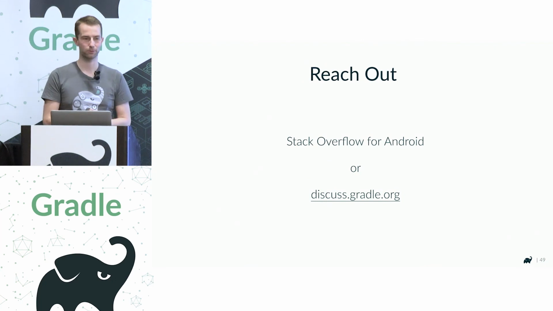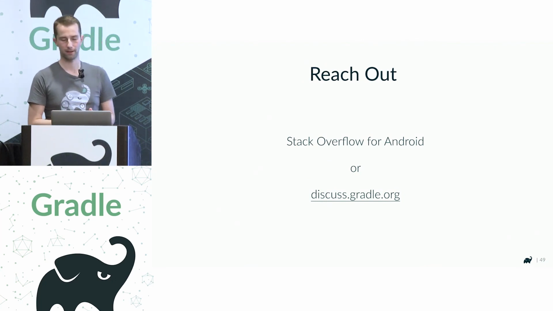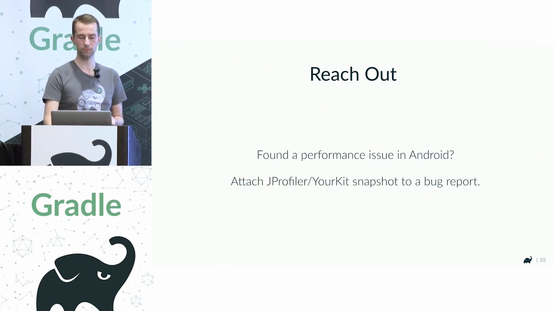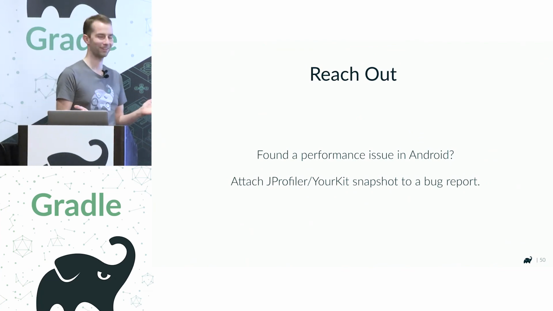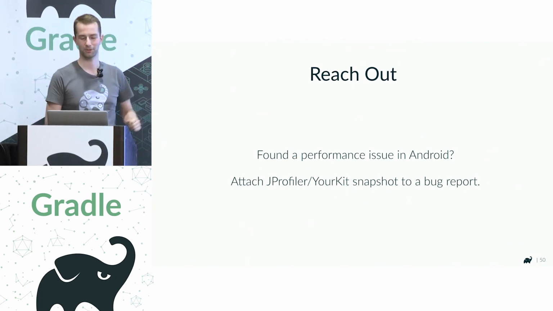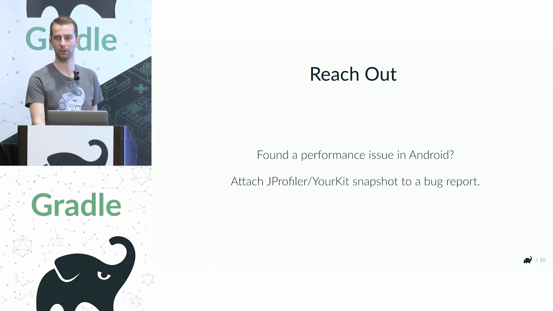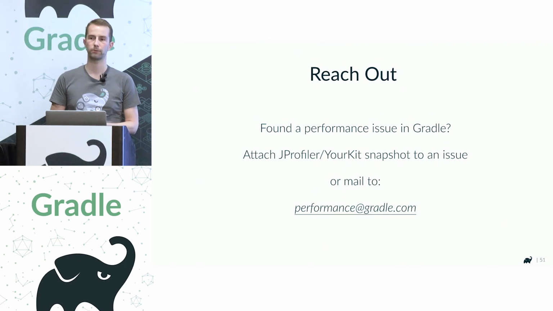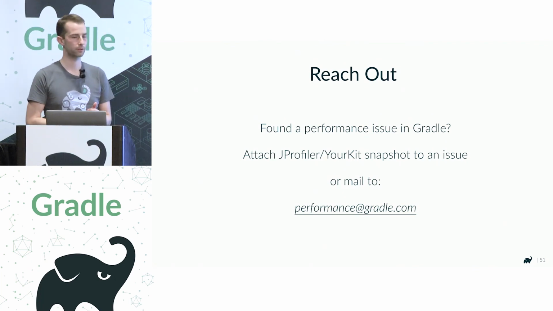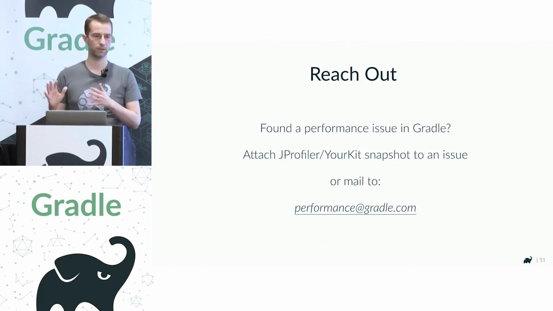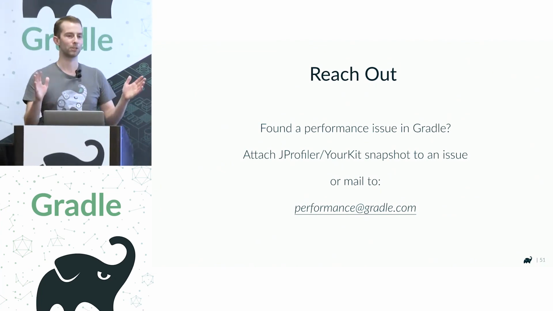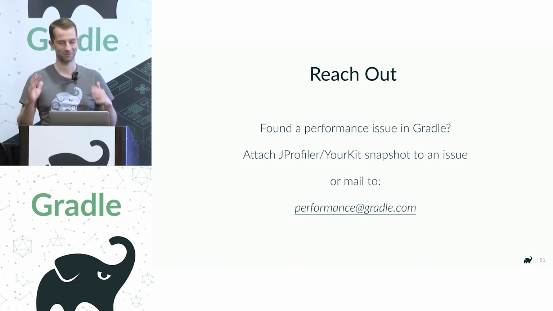So if you want to reach out, for Android, the Google team told me, just ask on Stack Overflow. For Gradle-specific issues, ask on discuss.gradle.org. Found a performance issue in the Android plugin, attach a JProfiler or YourKit snapshot when filing a bug. And the same goes for Gradle. If you want to report a performance bug that you found, just attach a JProfiler or YourKit snapshot to a GitHub issue, or if it's somehow confidential, you can also send it to performance@gradle.com. Just please don't expect us to respond right away, but we will look at it.